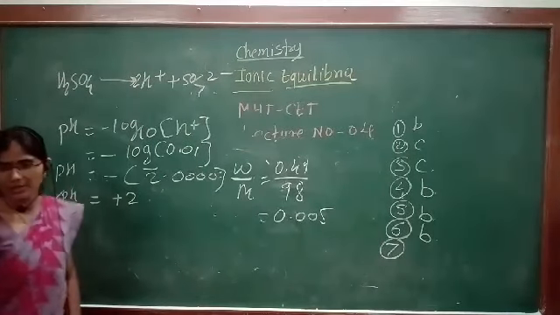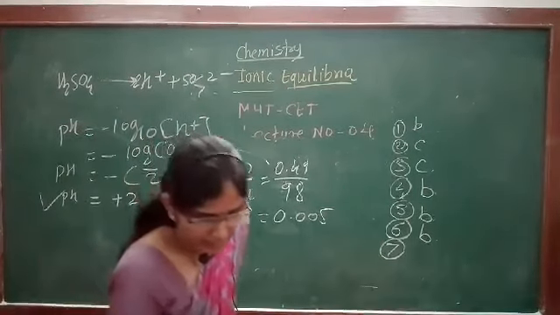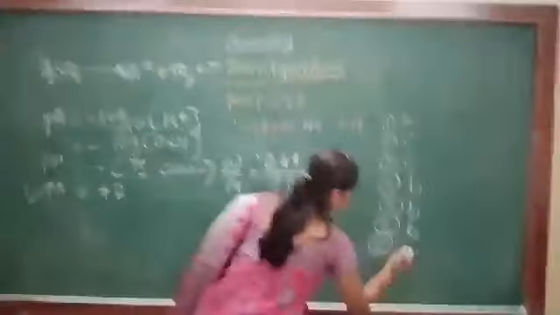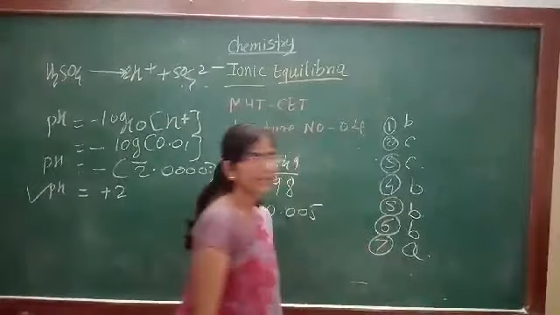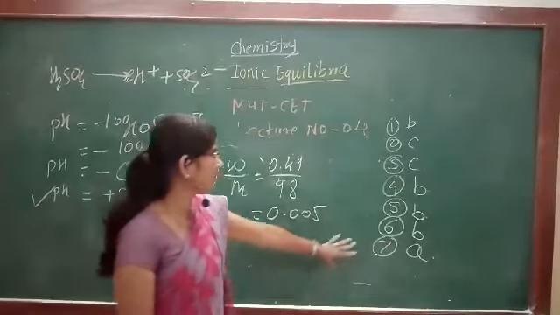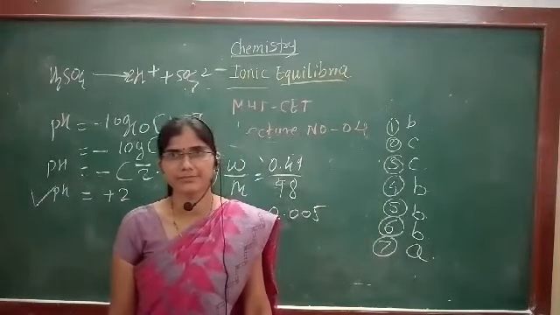Then what is the correct option for this question? Therefore the pH of the solution is 2, which means option A is correct for this 7 number question.